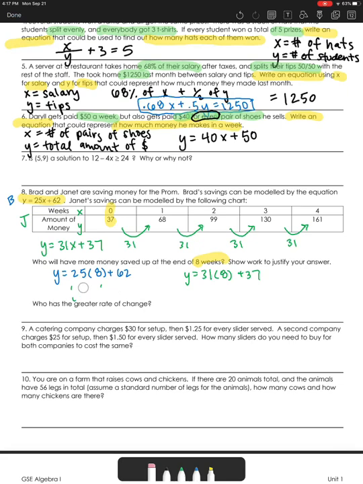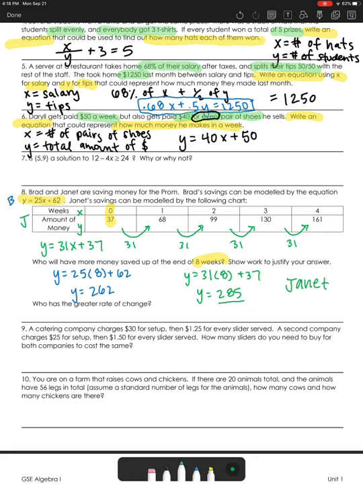So when I solve both of those, I get y equals 262. Oopsie, I wanted to do that in blue. Y equals 262, and this one will be 240. I meant to change to green again, sorry guys. 248 plus 37 is going to be 285. So who had more money saved at the end of the 8 weeks? That answer is going to be Janet, since her total amount was greater than Brad's total amount.